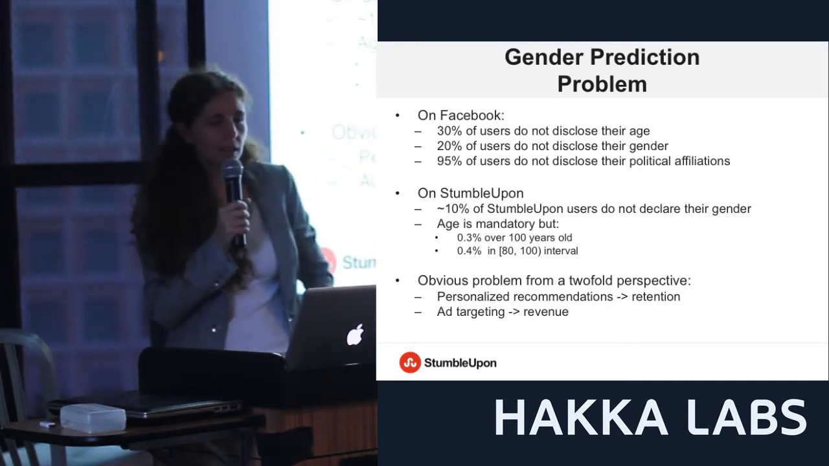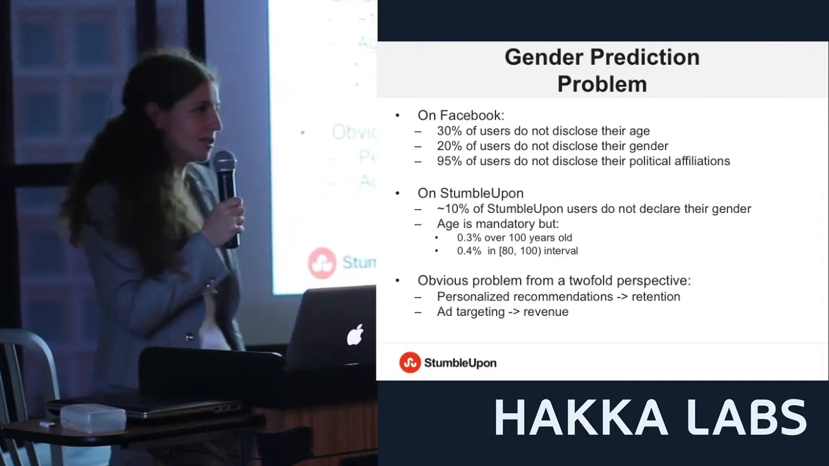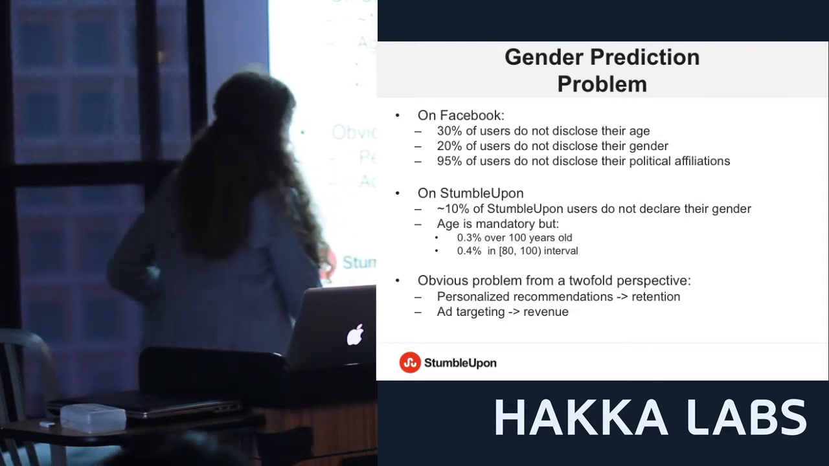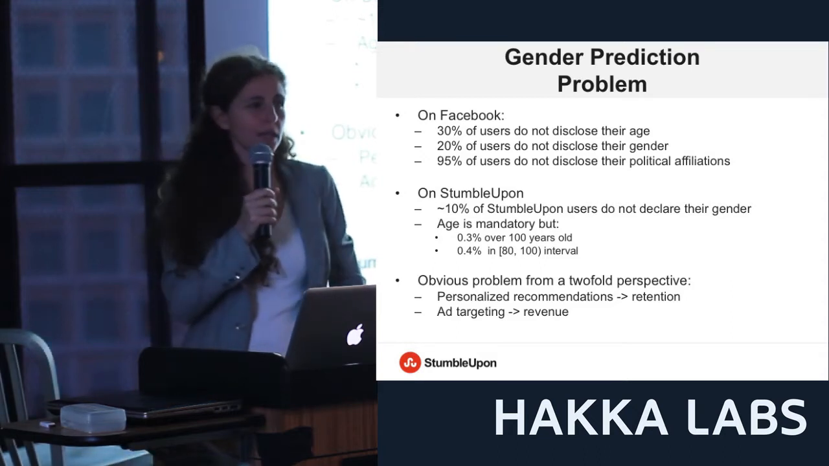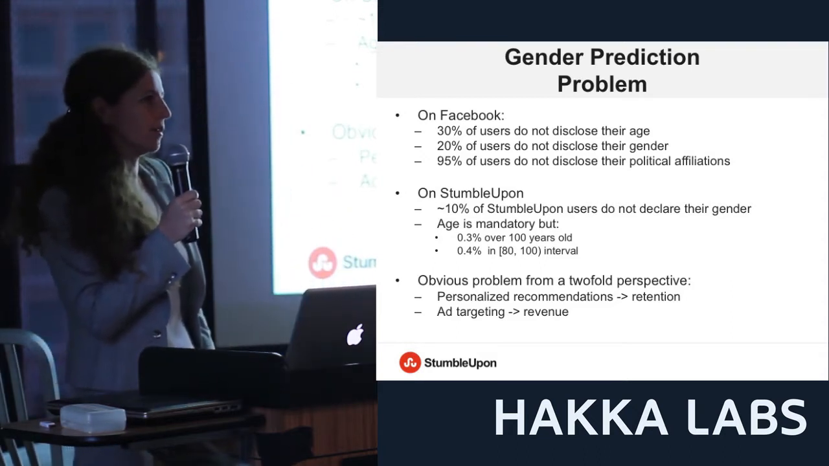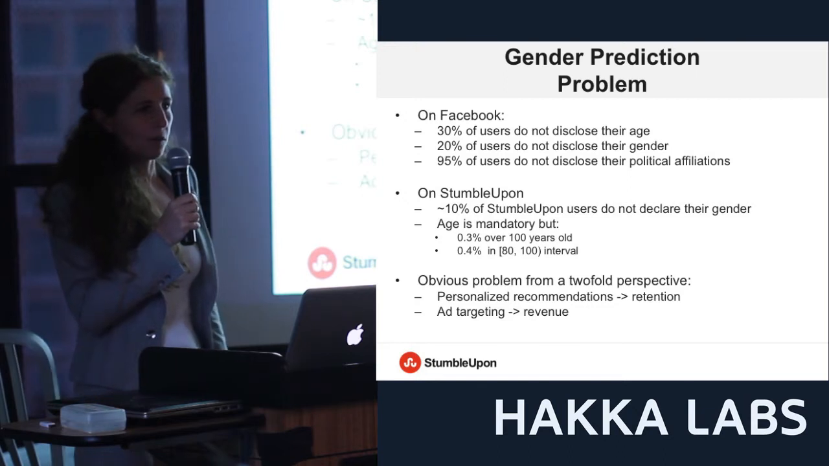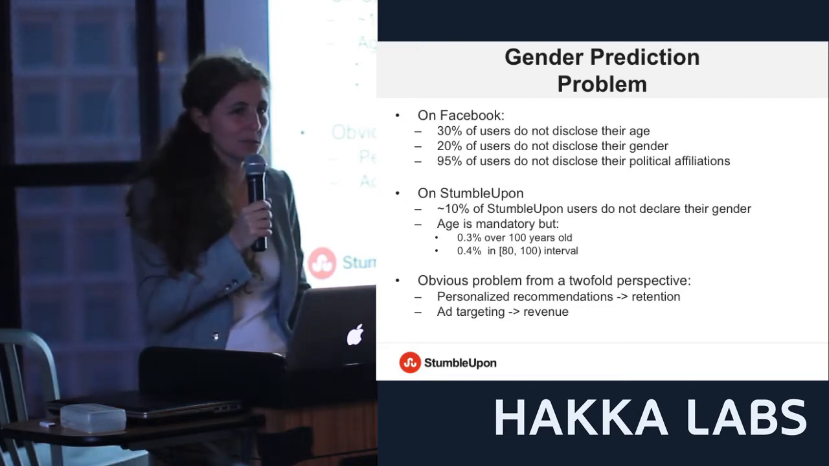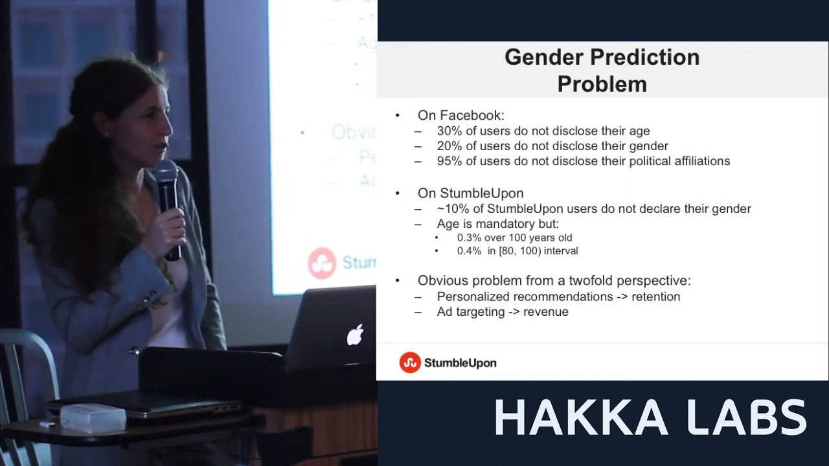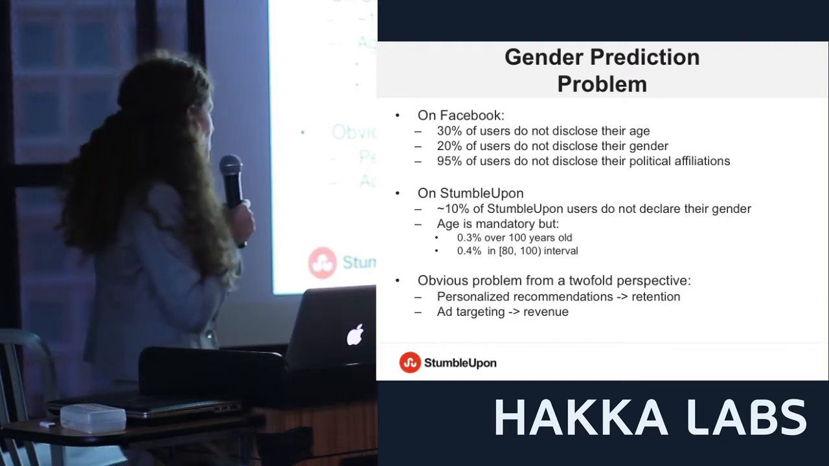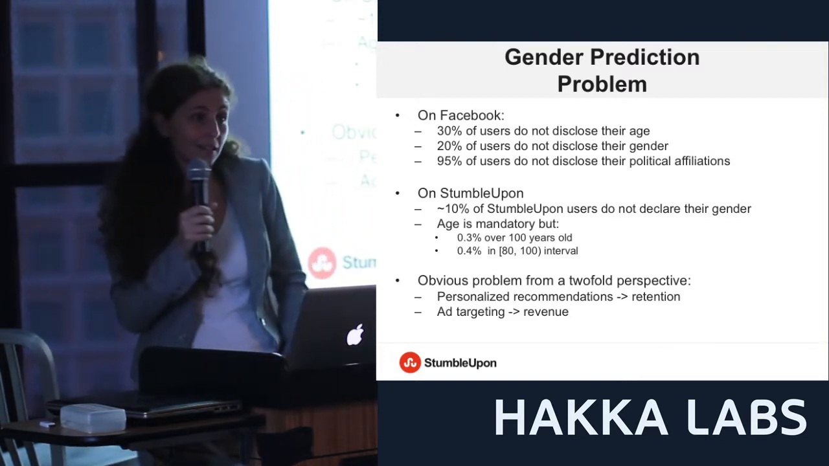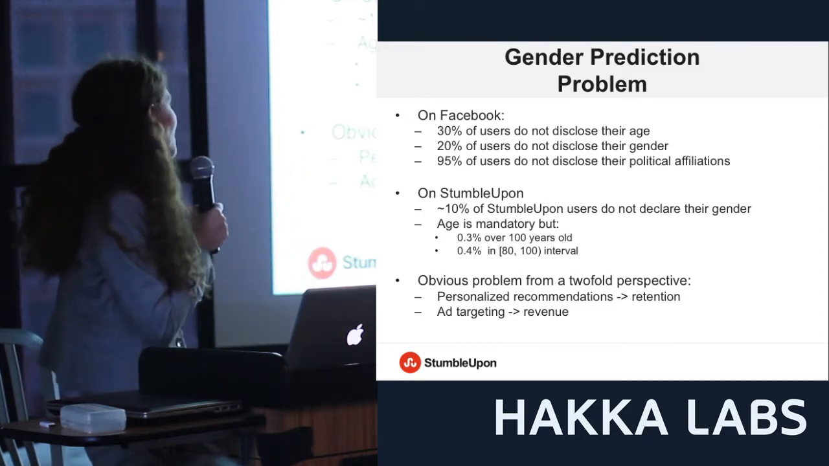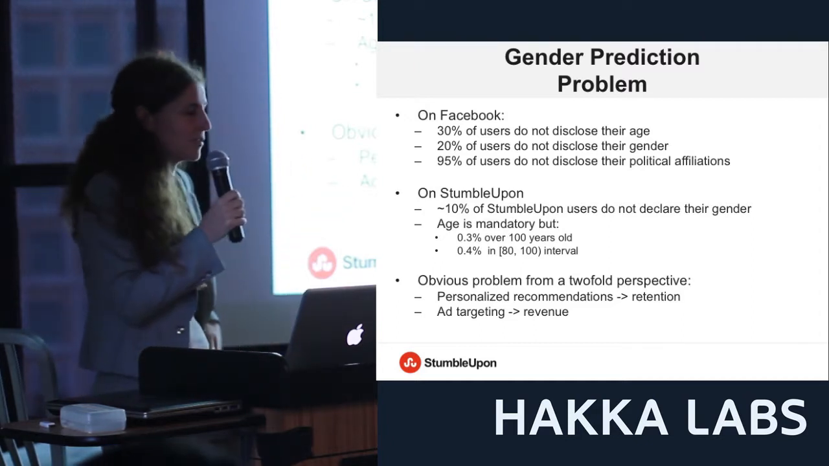0.3% of our users are more than 100 years old, and 0.4% are in the 80-100 interval. We are still speaking about 100,000 users. What you can obviously infer is that you should not trust age in general. So I don't know why you should trust gender either, but let's say that we trust the gender.